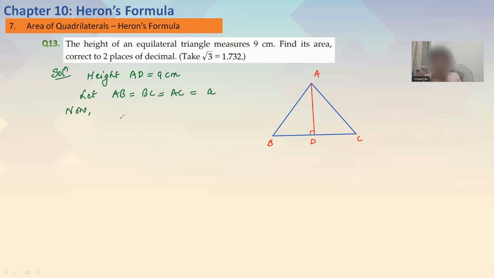Now, you see, we can find out area of triangle ABC in two different ways. What are the two different ways? First thing is root 3 over 4 side square.